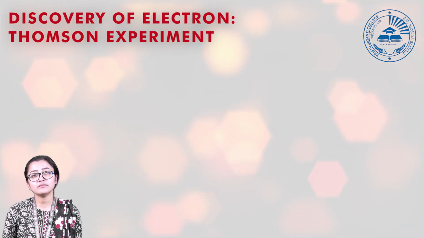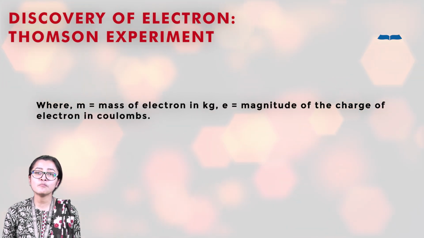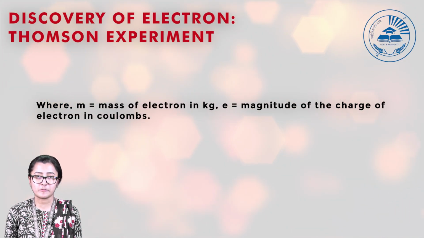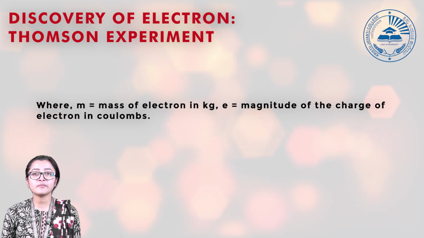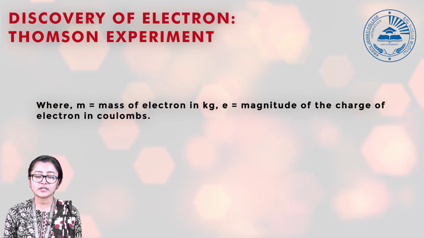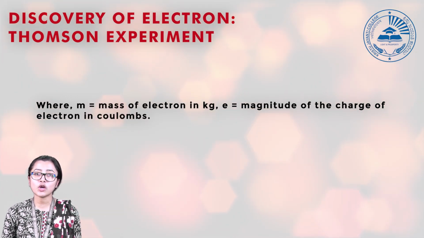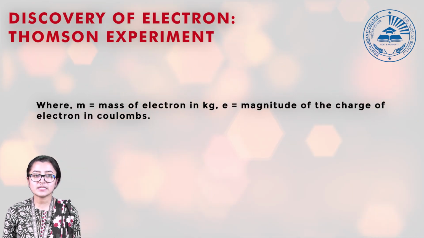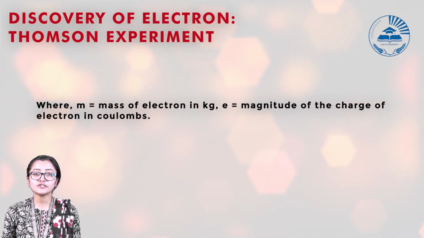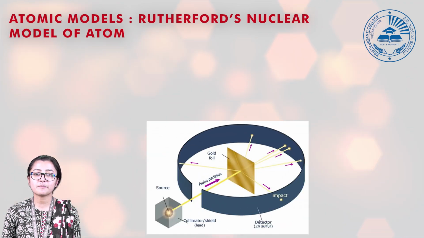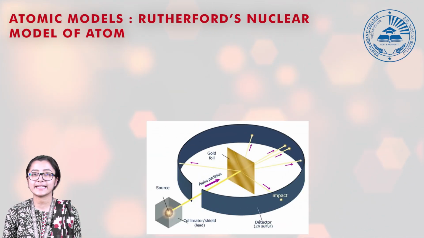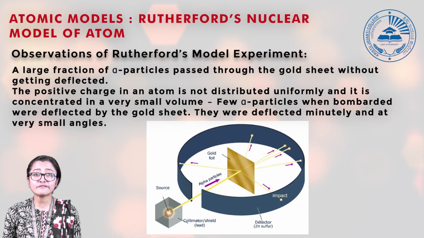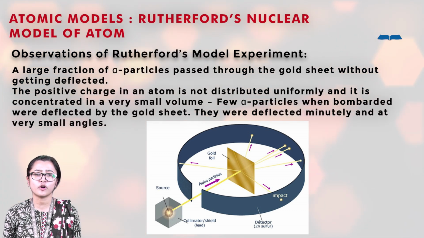Now, when it came to Ernest Rutherford, he modified J.J. Thomson's experiment by utilizing alpha particles and placing a gold foil on the path of the alpha particles. From this experiment, he observed that a large fraction of alpha particles pass through the gold sheet without getting deflected. The positive charge in an atom is not distributed uniformly and is concentrated in a very small volume.